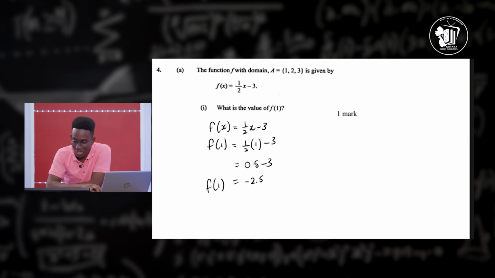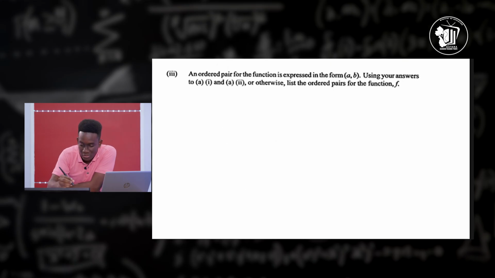So first of all, we see the ordered pair here. We see x has a value of 1, and when we replace this, we get negative 2.5. So this negative 2.5 would be the y value, and this 1 that we replace x with will be the x value. So this will be (1, -2.5). That is the first function I can take. So the ordered pair for the first will be (1, -2.5).